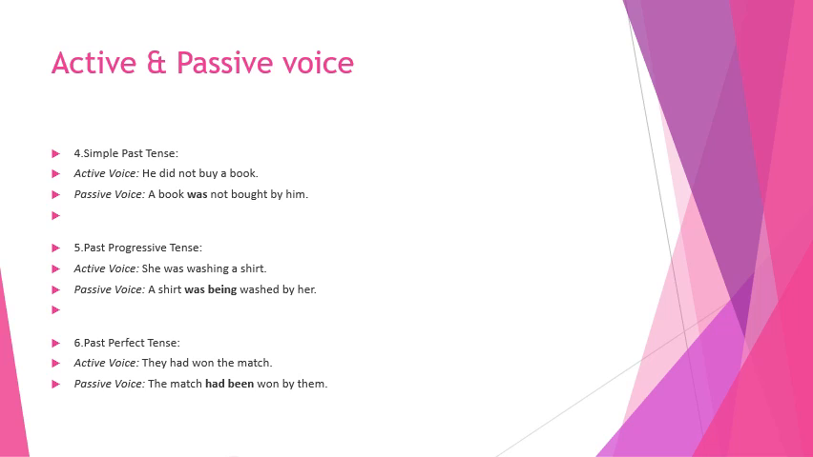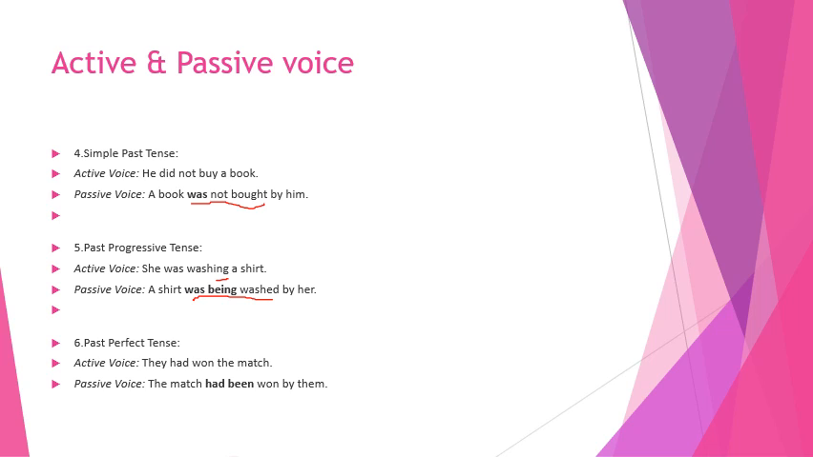Number four is the simple past tense. Active voice: He didn't buy a book. Passive: A book wasn't bought by him. The helping verb "was" is used, and the third form of the verb is used. Number five, past progressive tense. She was washing a shirt. A shirt was being washed by her. This "ing" will be changed into "being," with the use of "was" and the third form of the verb. Washing is changed into washed, and she into her.